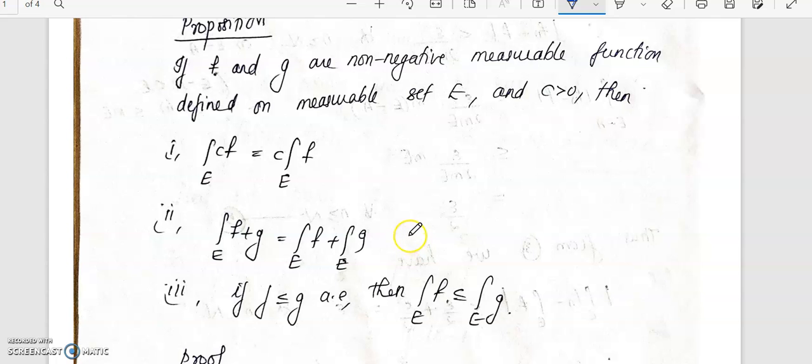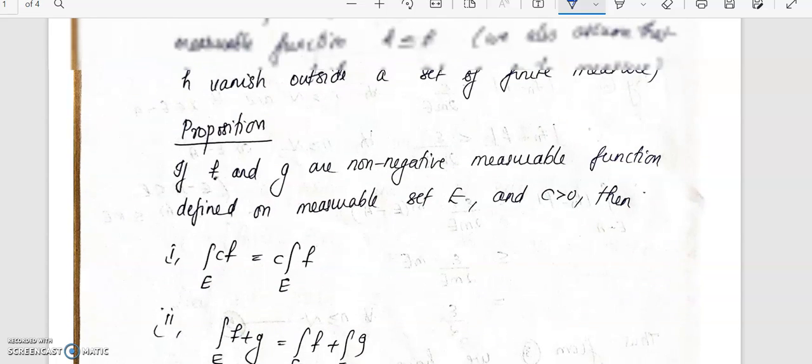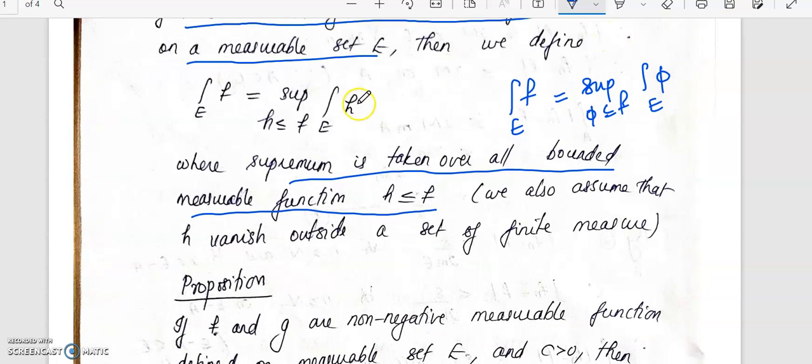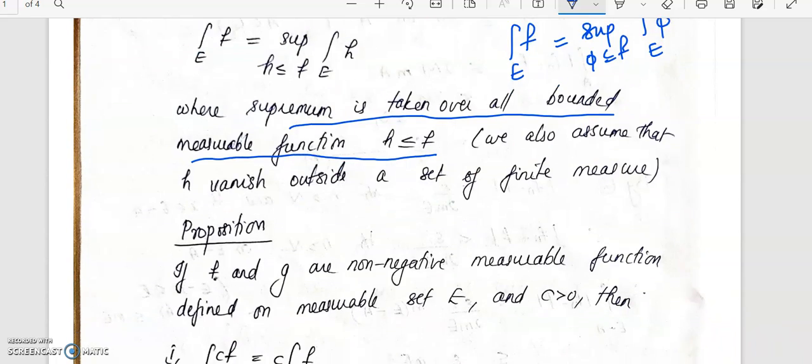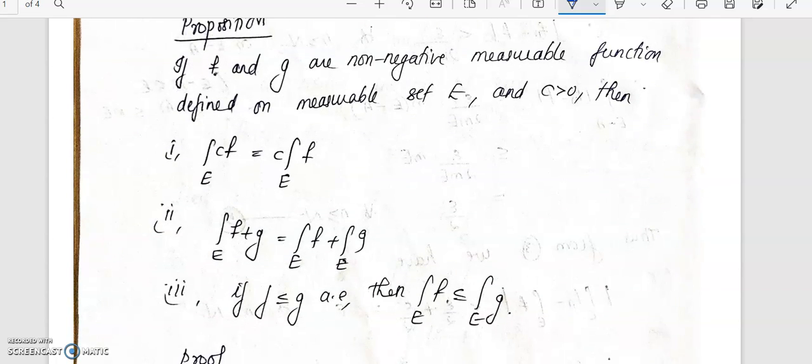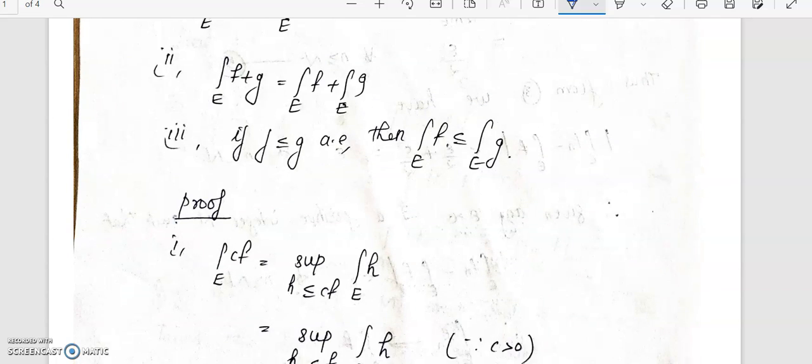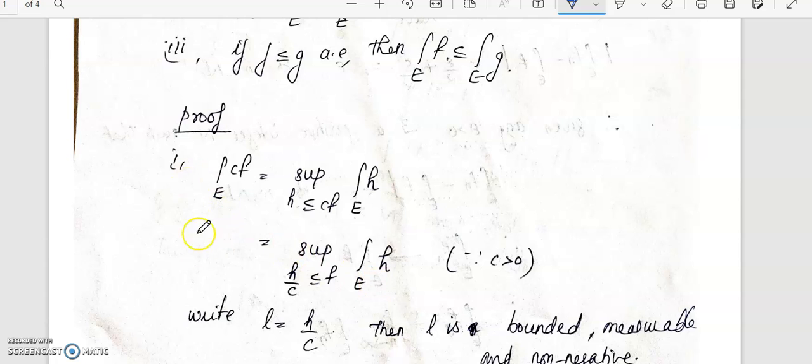അപ്പം ഇതേ സിമിലർ പ്രൊപ്പോസിഷൻസ് നമ്മൾ ബൗണ്ടഡ് മെഷറബിൾ ഫംഗ്ഷൻ കണ്ടിട്ടുണ്ട്. അപ്പോൾ ഹിയർ we are taking the supremum over the integral of a bounded measurable function. അപ്പോൾ ആ റിസൾട്ട്സ് ഉപയോഗിച്ചാണ് നമ്മൾ ഇവിടെ ഈ പ്രൊപ്പോസിഷൻ പ്രൂവ് ചെയ്യുന്നത്. സോ ലെറ്റ് us look at the proof of each case.